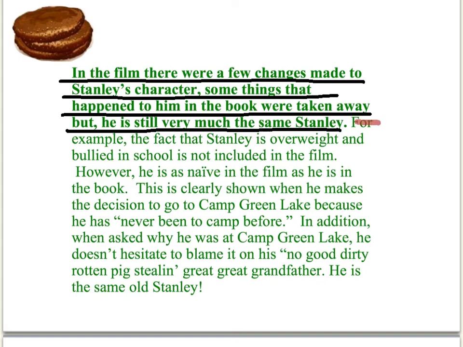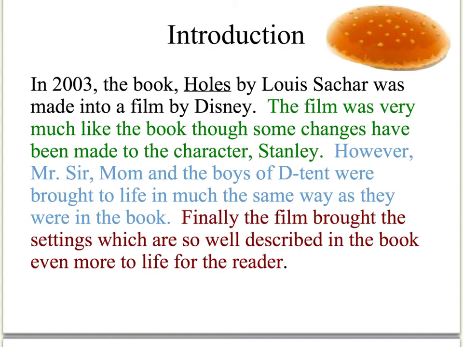The fact that Stanley is overweight and bullied in school is not included in the film. However, more ketchup, he is as naive in the film as he is in the book. This is clearly shown when he makes the decision to go to Camp Green Lake, because he has never been to camp before. In addition, ketchup, when asked why he was at Camp Green Lake, he doesn't hesitate to blame it on his no-good, dirty, rotten, pig-stealing great-great-grandfather. He is the same old Stanley. So now I've done what I said I was going to do in my introduction, and I've talked about Stanley.